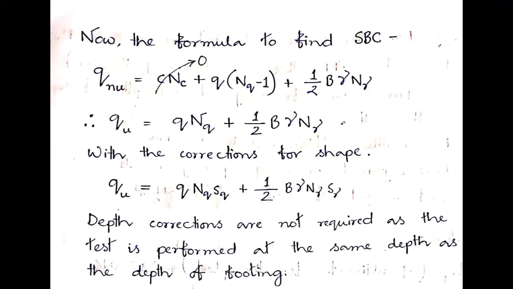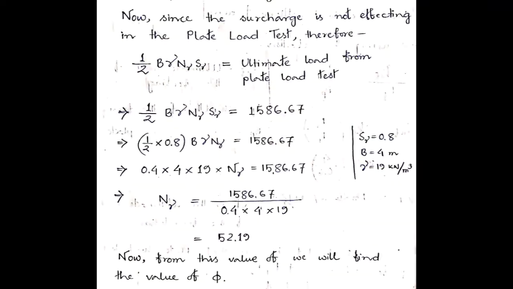This is the formula for finding out net ultimate load. C value will be 0 because it is a sandy soil. Finally, we are writing the expression for ultimate load with correction factors for rectangular shape. Depth corrections are not required because we are conducting the plate load test at the same depth where the footing will be constructed. As the surcharge soil is not affecting the plate load test, the ultimate load from the plate load test will be equal to the term half B gamma N gamma and S gamma.